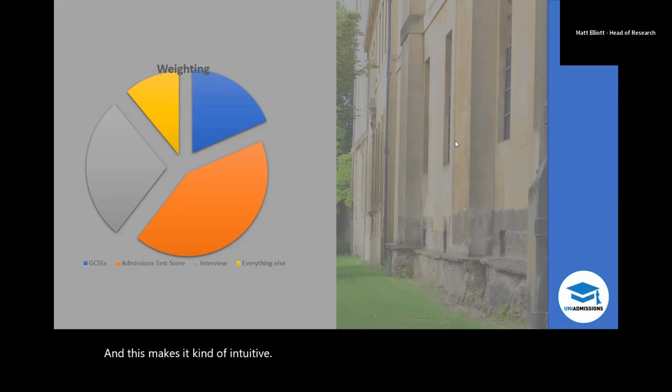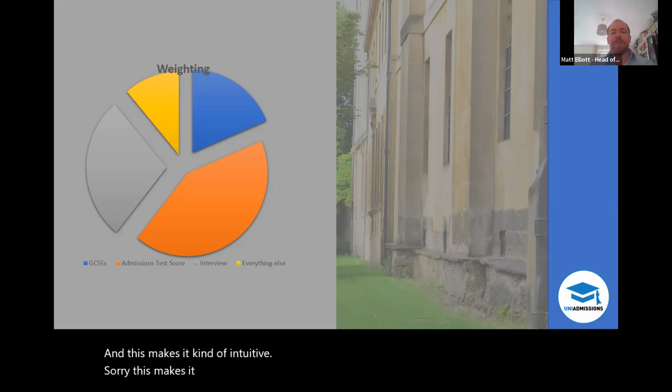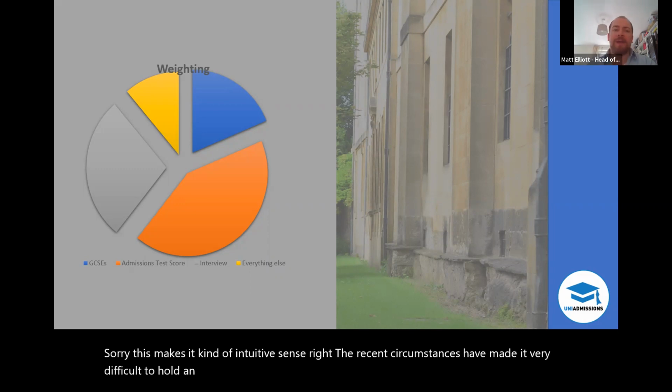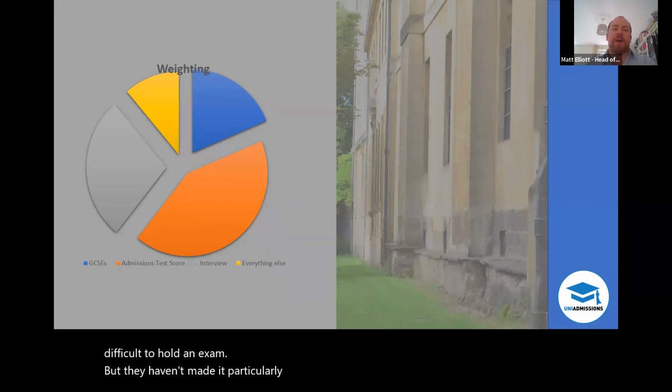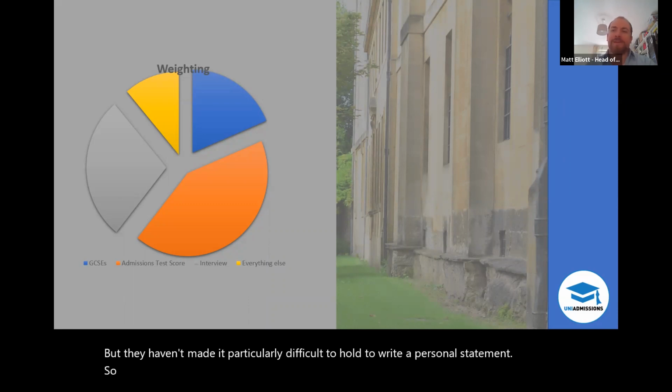This makes intuitive sense, right? The recent circumstances have made it very difficult to hold an exam, but they haven't made it particularly difficult to write a personal statement. So the impact on the personal statement has been much smaller.